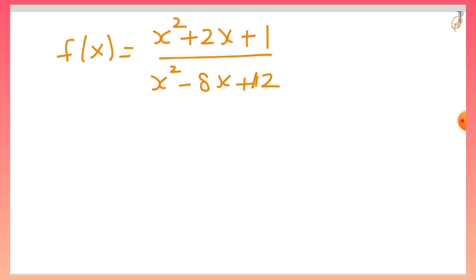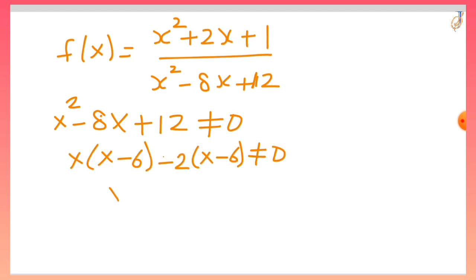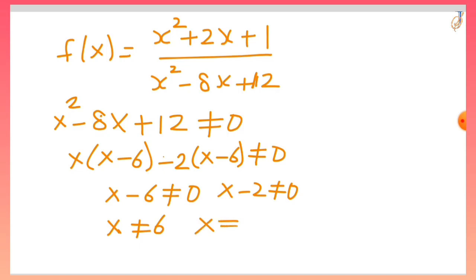In the previous example, we learned that whenever you have a rational function, you have to set the denominator not equal to 0. So the denominator x power 2 minus 8x plus 12 is not equal to 0. Now, find the factors of this quadratic equation. The factors are x minus 6 not equal to 0, x minus 2 not equal to 0. That means x cannot be 6 and x cannot be 2. So at points 6 and 2 the function is going to be undefined. So you have to take all the real numbers except 2 and 6.